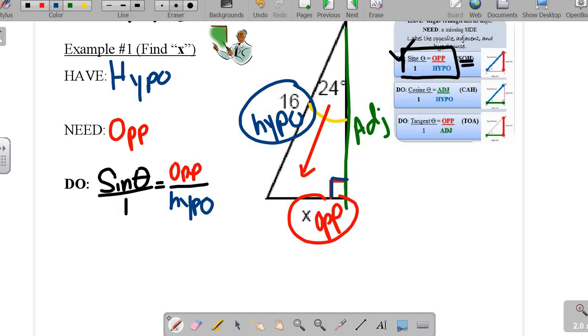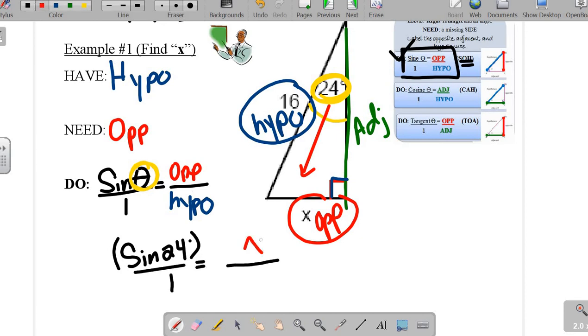Now we're going to circle, plug, chug. Watch very carefully. Sine of theta. The theta is the angle, so we come over here, we circle 24, and we plug it in. So that's going to be sine of 24 degrees. Put parentheses around this whole thing, over 1 equals opposite, circle, plug it in. Circle hypo, circle 16. Plug it in. I'm going to pause and let you catch up.